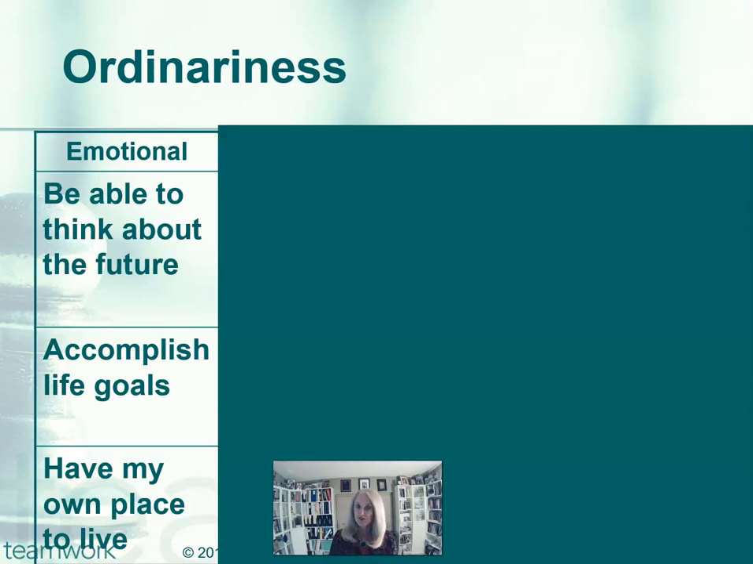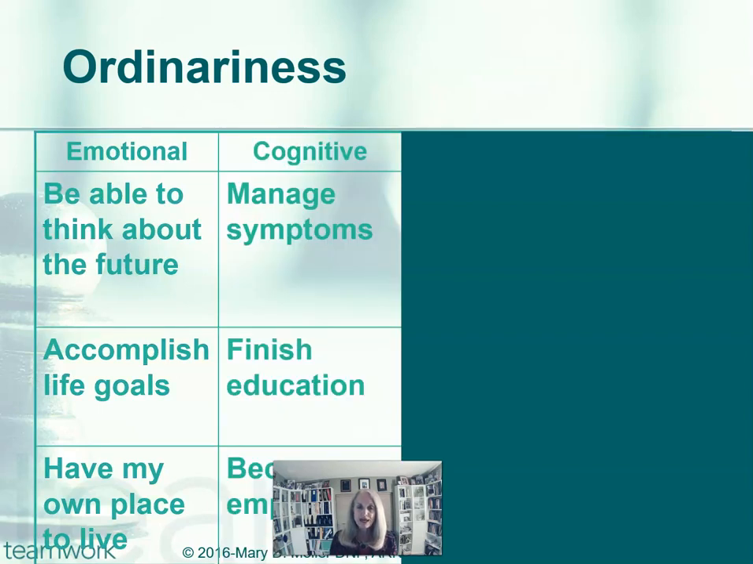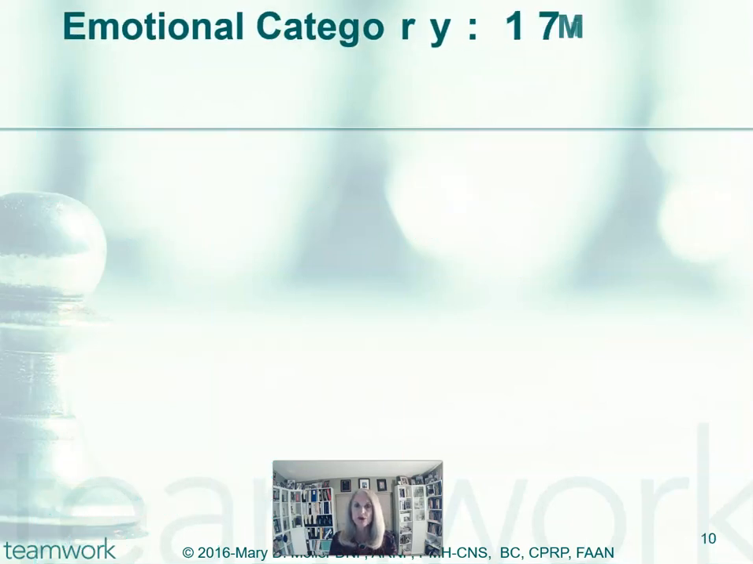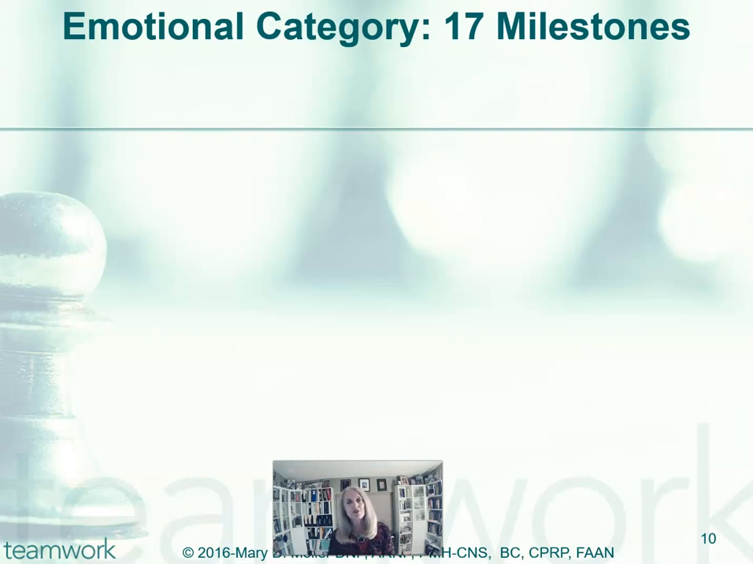And finally, in ordinariness, not too many milestones, because they've achieved so much prior to this phase. But being able to think about the future, accomplish my life goals, have my own place to live, manage symptoms, finish my education, get a job, do what other people do. Like one of the participants said, I just want a house, a spouse, a car, and a job, like everybody else. So we can get a grasp here of the enormity of these milestones and why it takes a long time to achieve them. But I want to present these to you now in a different way.